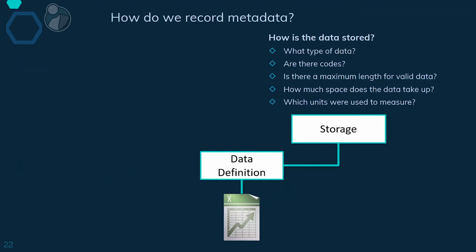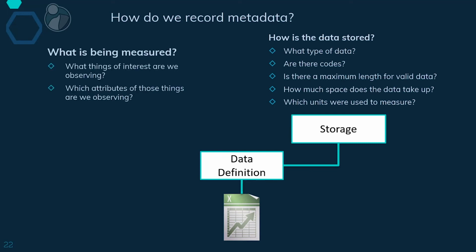So what we've started to see is this common idea of storage. So what is the data that's being stored? This was common in the AVETMISS one, the Aristotle example, and the census one, where we started to see there was a list of codes, there was a maximum length that the data might take up, and also what units were used to measure it.